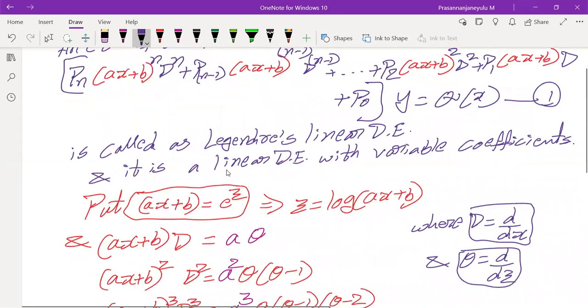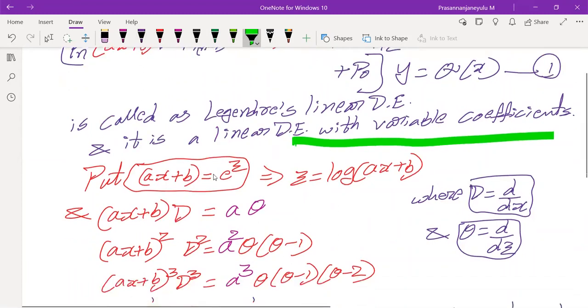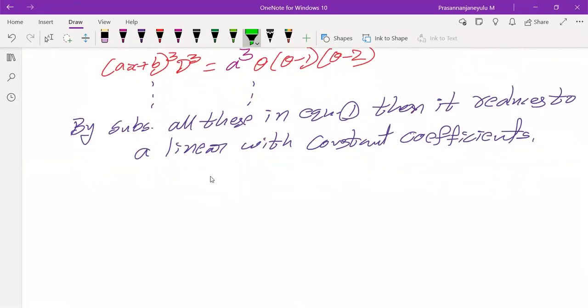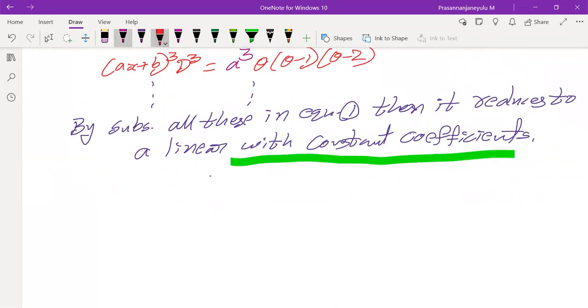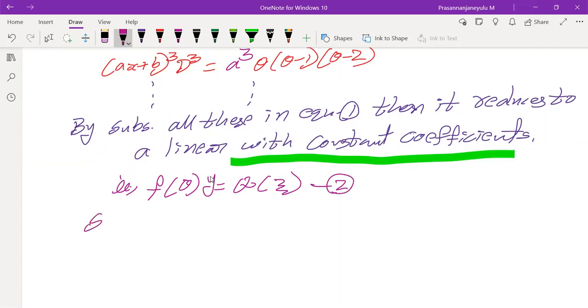That one only we discussed. The given linear differential equation is a linear differential equation with variable coefficients. By substituting all these things, it converts to a linear differential equation with constant coefficients. The general form of a linear DE with constant coefficients is f of theta of y equals Q of z. Taking this as equation number 2, solve equation 2.